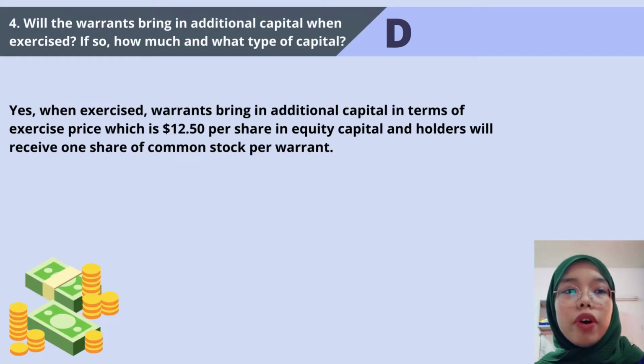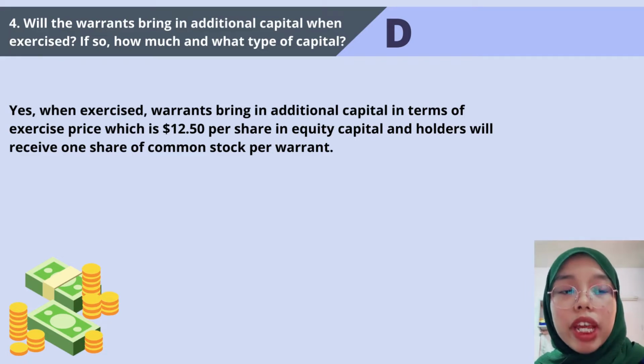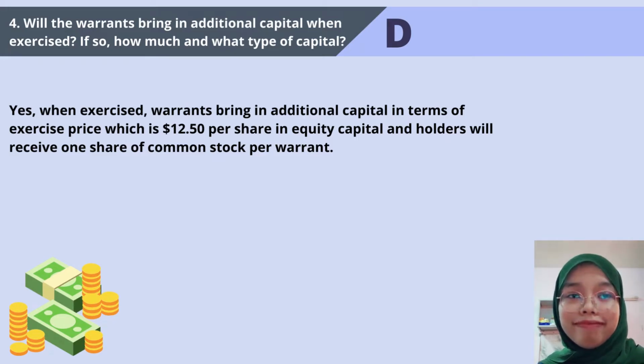Okay. Will the warrants bring in additional capital when exercised? If so, how much and what type of capital? Yes, when exercised, warrants bring in additional capital in terms of the exercise price, which is $12.50 per share, in equity capital, and the holder will receive 1 share of common stock per warrant.